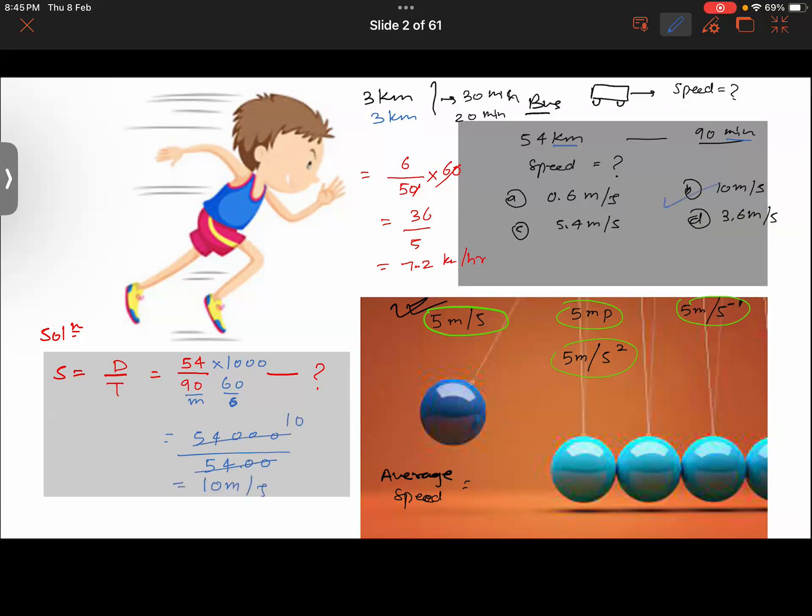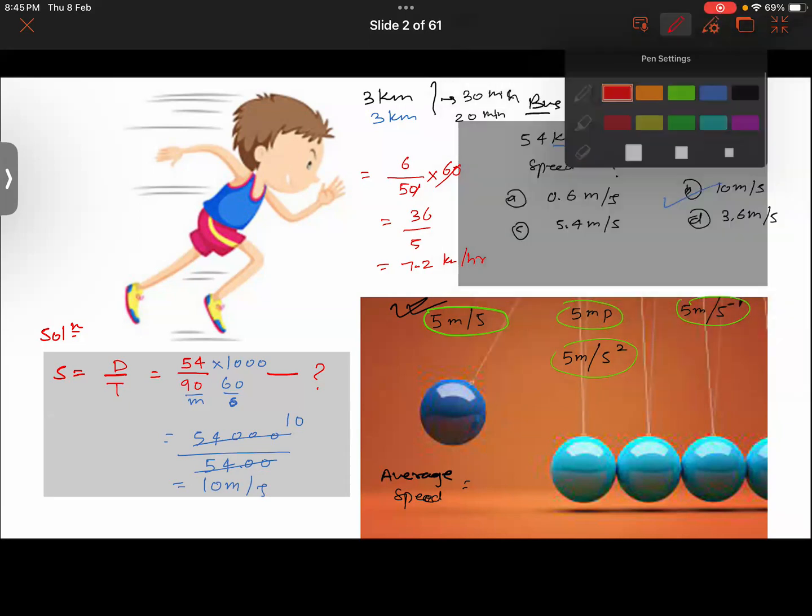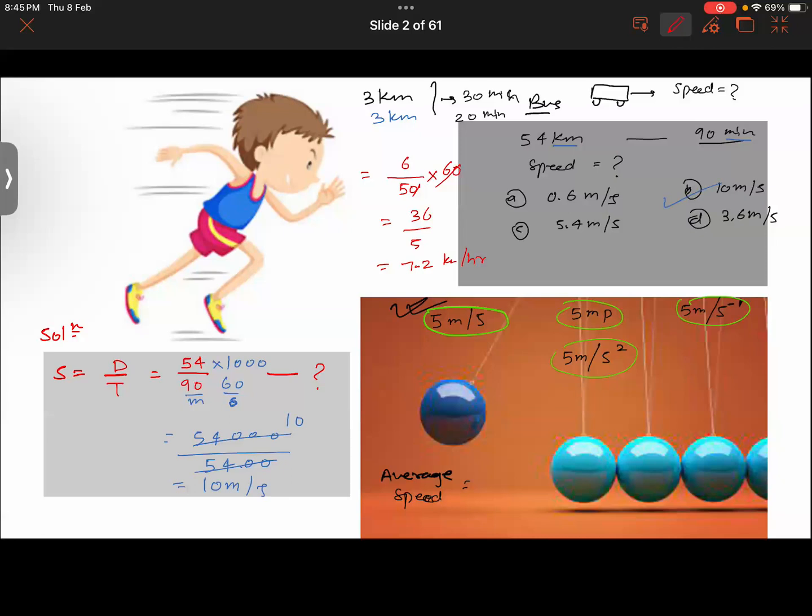Getting it now? Option number B. Sundus, you got it now? Yes, sir. Yeah, Chikrika, you have a doubt. So the 3 kilometer, 30 minute one. When I solved it, I got 2 meter per second. See, this is 3 kilometer.